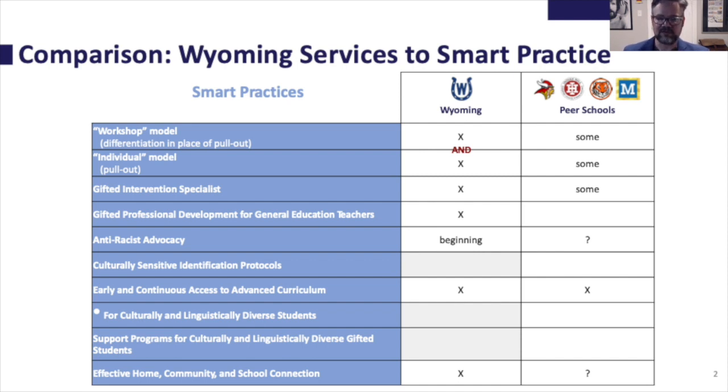Having both of these allows us to deliver our gifted services to a wider range of students, and we want to make sure that we continue that trend to deliver to a wider, more diverse, and better served range of students. It lets us deliver on anti-racist advocacy by providing culturally sensitive identification. Having our dedicated and trained staff will allow us to better identify students whose cultural and linguistic backgrounds may make them less likely to be identified as gifted. It will allow us to provide earlier and continued access to gifted curriculum.